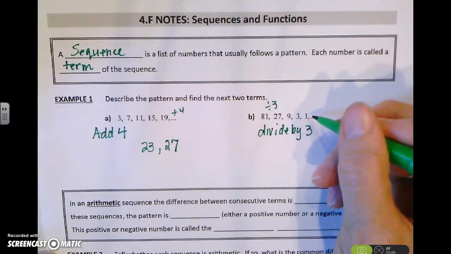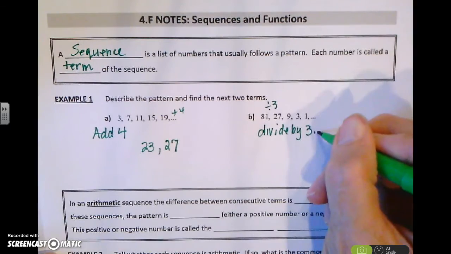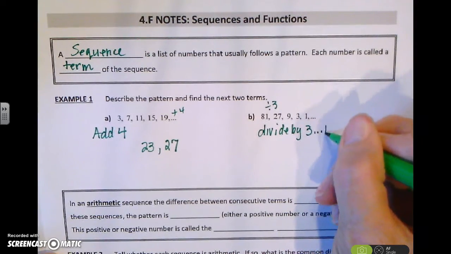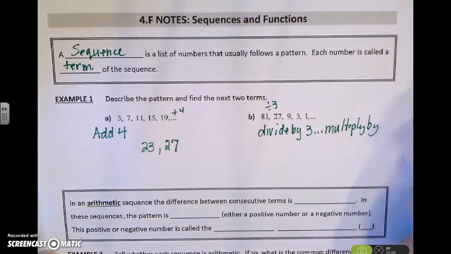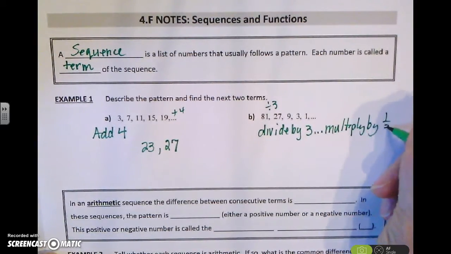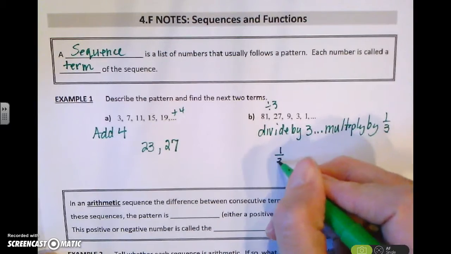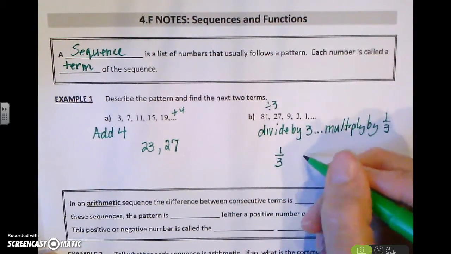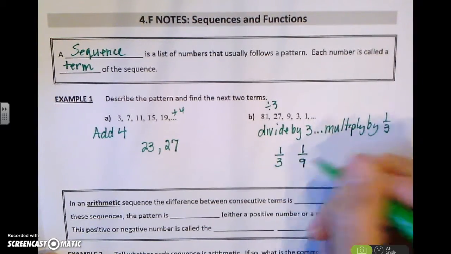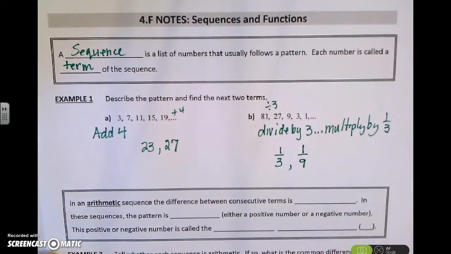So when we go to do our next two terms, we're going to have 1 divided by 3. At this point, we need to remember that dividing by 3 is the same as multiplying by the reciprocal, which is 1/3. So 1 divided by 3, or 1 times 1/3, is 1/3. And then 1/3 times 1/3 is going to be 1/9. So our next two terms will be 1/3 and 1/9.